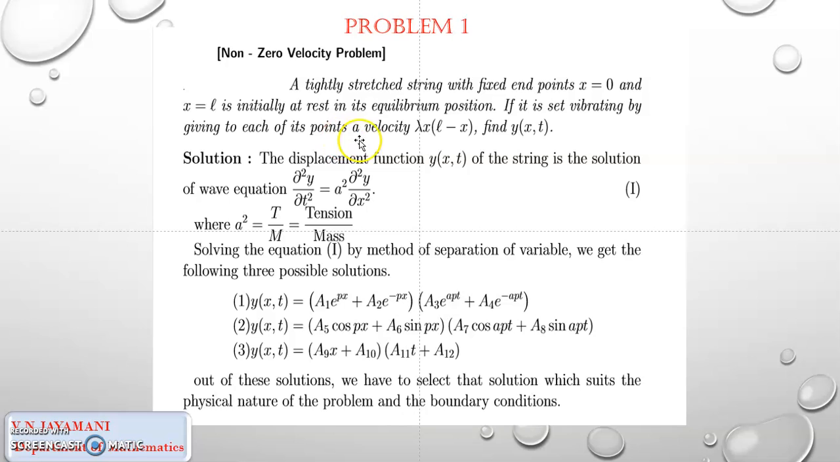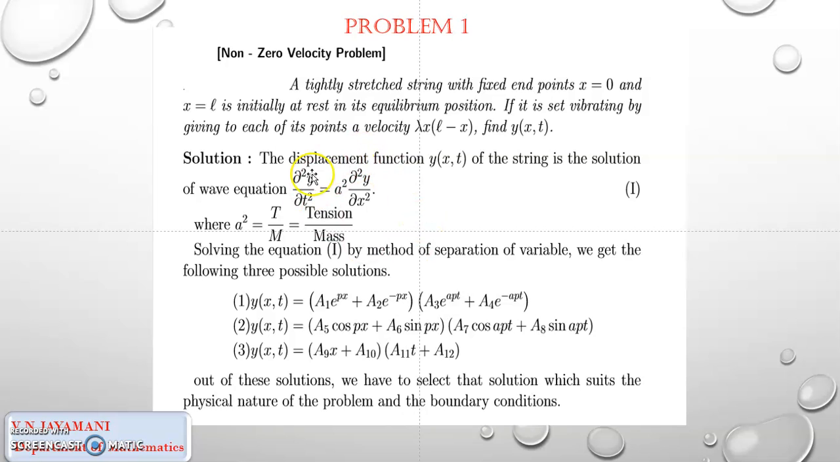So here, initially, a velocity is given. The velocity being given means it comes under the non-zero velocity problem, because here the velocity is there. Previously, initially at rest in its equilibrium position was given, that is, at time t equal to 0.